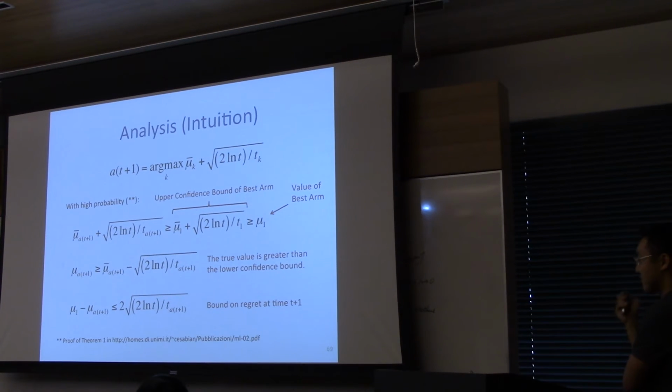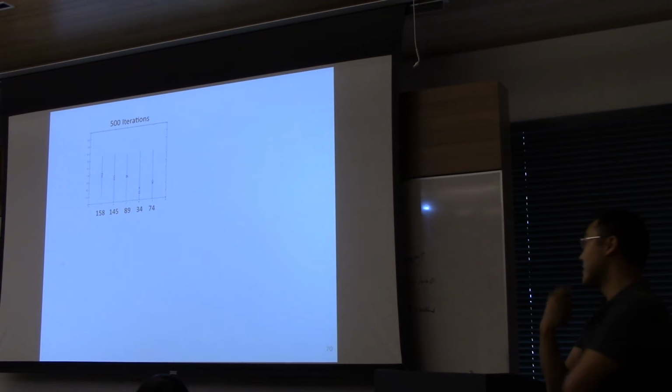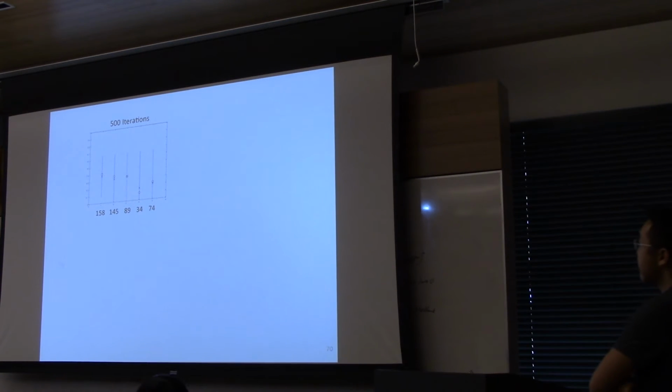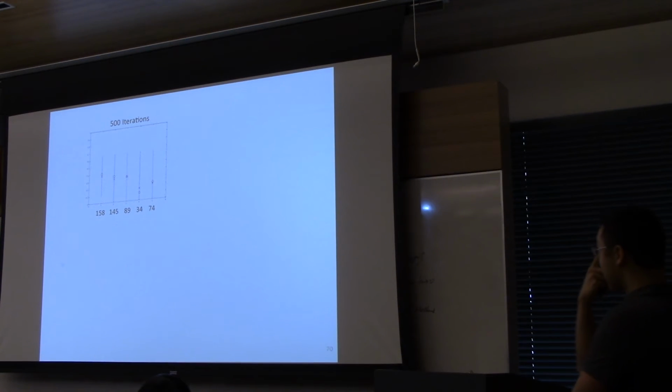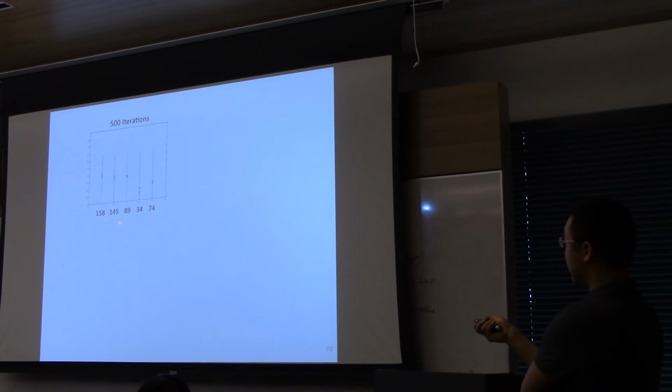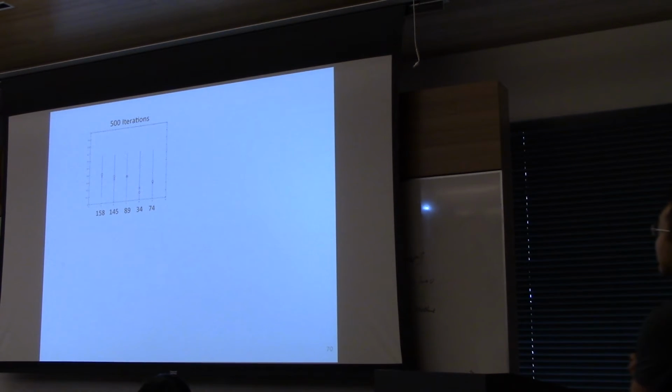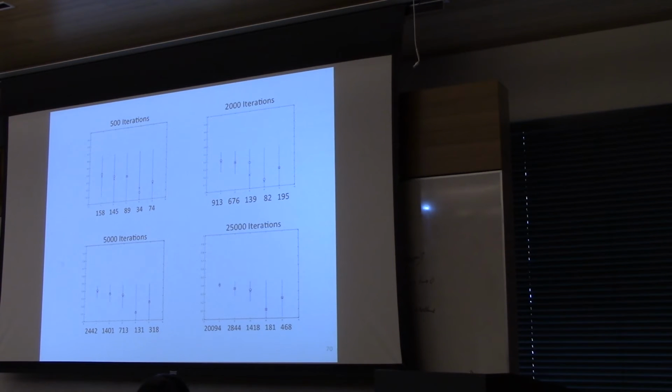And it shrinks logarithmically. Here's one operational example. Here we have 5 arms, and the best one is over here. The red circle denotes the true hidden average, the hidden expected value of each reward. The x-axis labels how many times each arm was pulled. The blue x is the empirical average, and then this is the confidence interval. This is after 500 iterations, this is after 2,000 iterations, this is after 5,000, and 25,000.